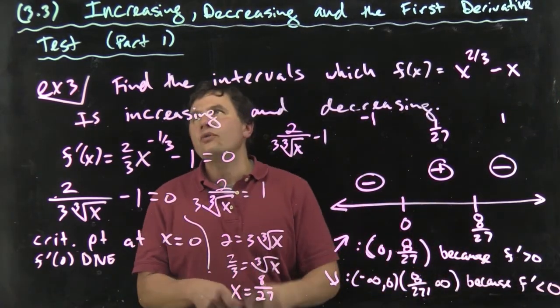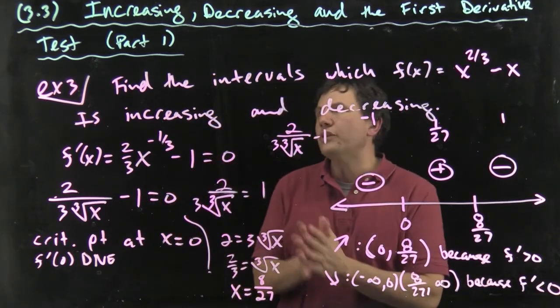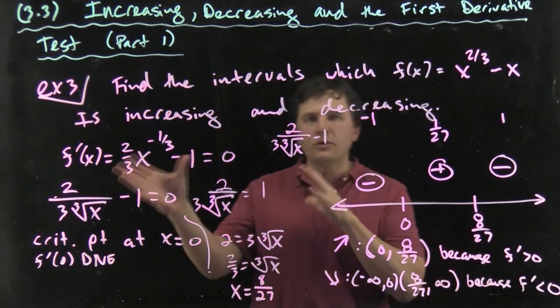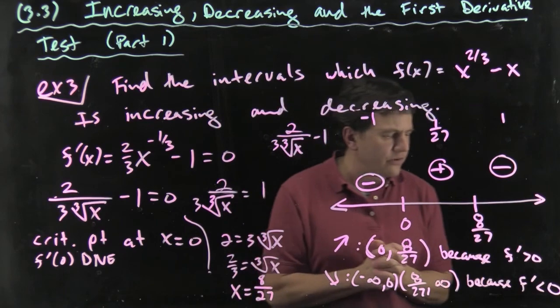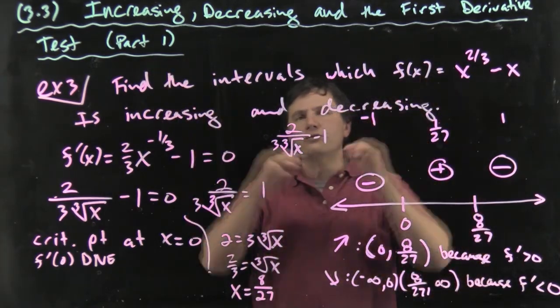Okay, so that is the first part of our 3.3 video. That is how we determine when intervals are increasing and decreasing. Next time we'll do the first derivative test.